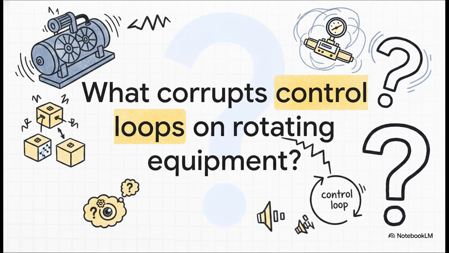But before we wrap up this explainer, I want to leave you with a bit of a provocative question to chew on. Which highly accurate sensing technology actually becomes a massive liability the second you bolt it onto a vibrating compressor skid? Think about how the physical environment quietly corrupts that control loop performance. We're going to answer exactly that in part 2.